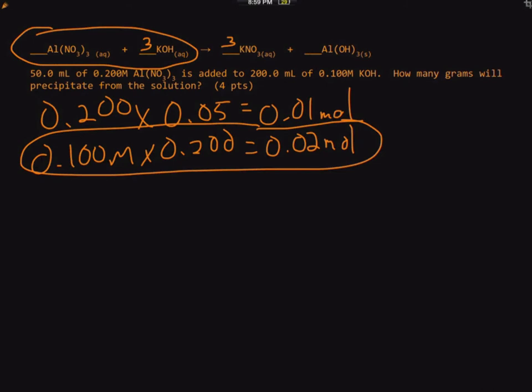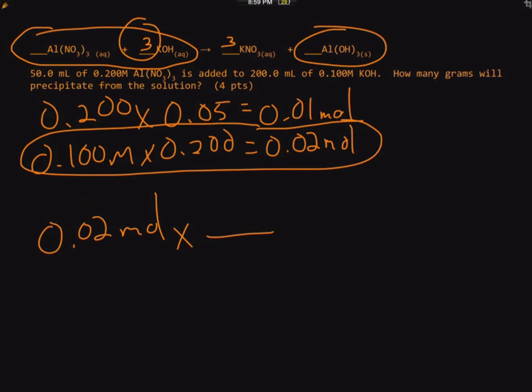So if we have 0.02 moles of potassium nitrate, the ratio in the equation of potassium nitrate to aluminum hydroxide, which is the precipitate, is 3 to 1, or in the mole ratio we have 1 to 3, because we're trying to find the unknown, which has a coefficient of 1.